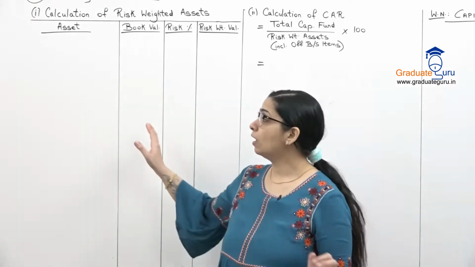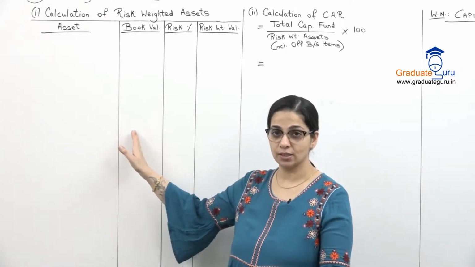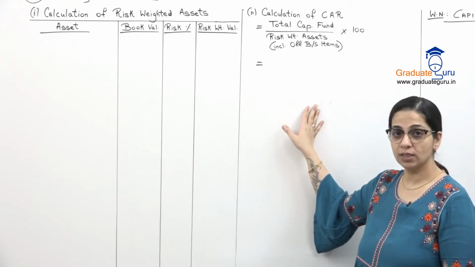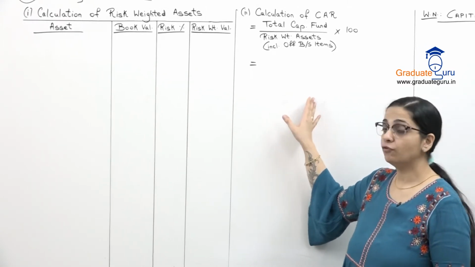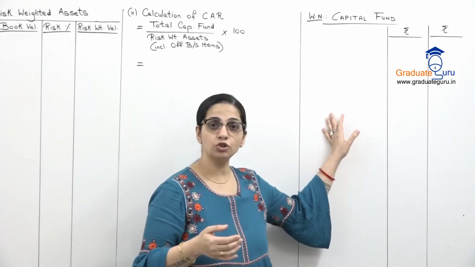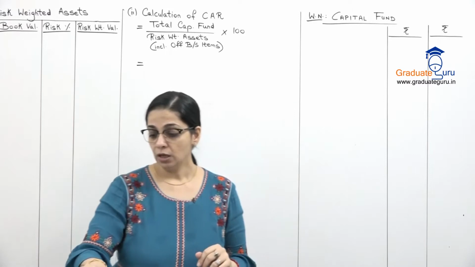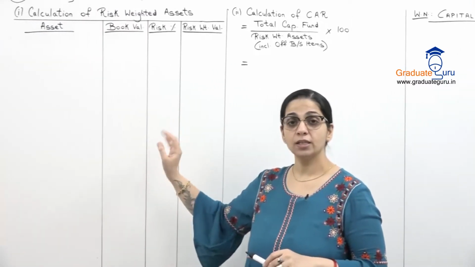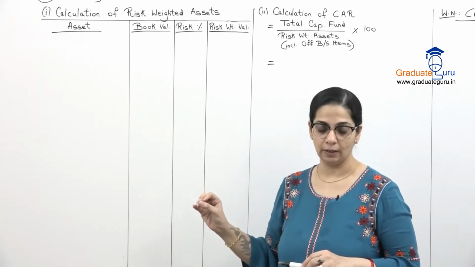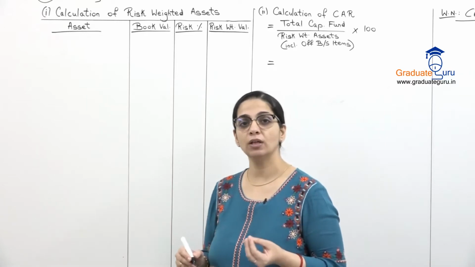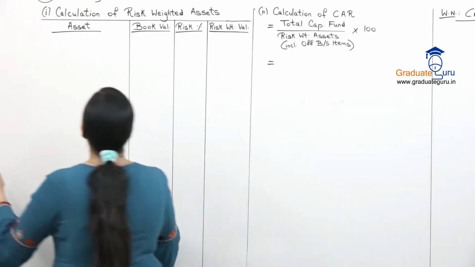So I have made a format for the risk-weighted assets calculation. We will also be calculating the capital adequacy ratio over here, and for that we will have to calculate our capital fund, which I am going to show in this working note. So let us begin first by calculating our risk-weighted assets. In this we will make a list of assets. So our first asset which they have given is cash balance with RBI. So let us write that down.